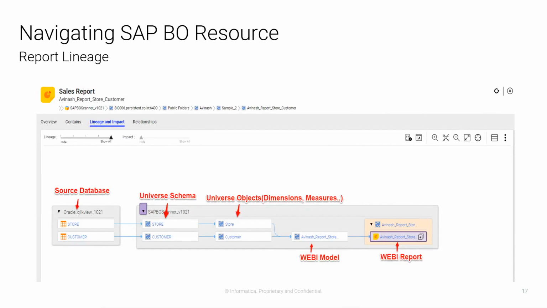It's a sample lineage, where we can see the sample lineage of a sales report. In this, we can see the source table database is the source where the data is used to construct the report, and the data is flowing from the source database to universe schema, and universe schema to universe objects, and universe objects to the WebI model, followed by the WebI report.